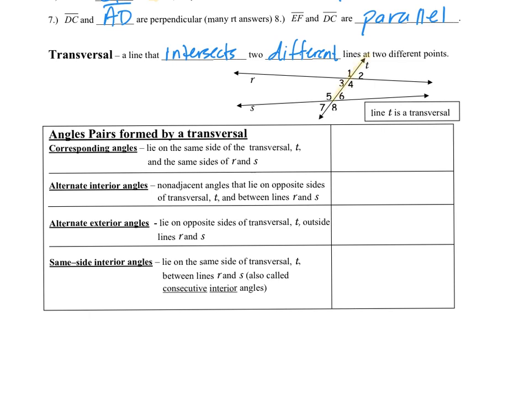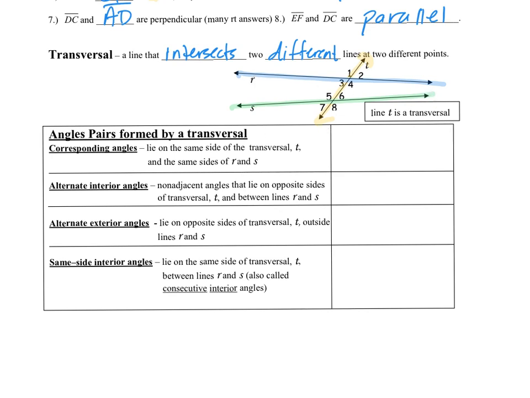Notice that line T, I'm going to highlight it in yellow. It intersects two different lines, line R, which I'm going to highlight in blue, and line S, which I'm going to highlight in green. So you can see that line T, the yellow line, intersects two different lines in two different places, so we call that a transversal. And obviously when you have a line that's intersecting two different lines, there are going to be a whole bunch of angles that are formed, and what we're going to be interested in are some angle pairs that are formed by a transversal that's intersecting two different lines.